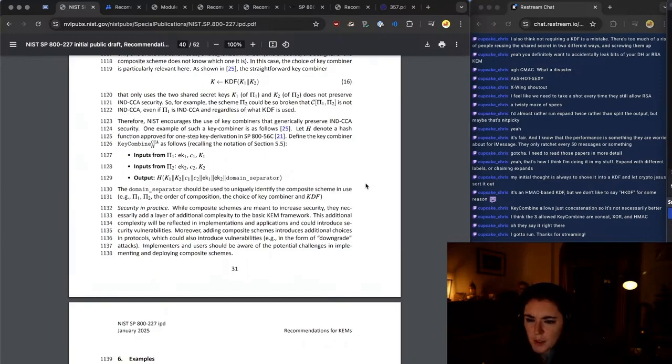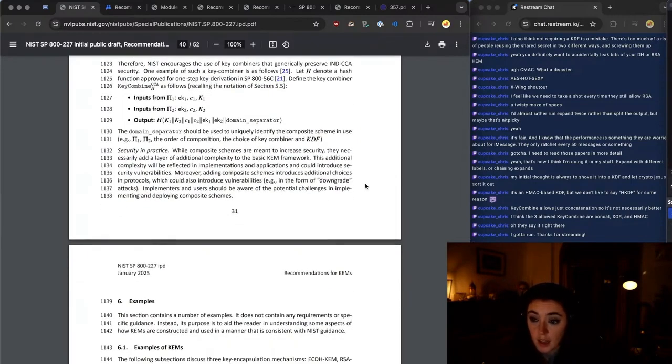What about the parameters? I don't know. Okay, maybe it includes the parameters. Used equally, e.g. Pi 1, Pi 2, order of composition, the choice of key combiner, and the KDF. Love it. That's it. Oh, God, I love that.